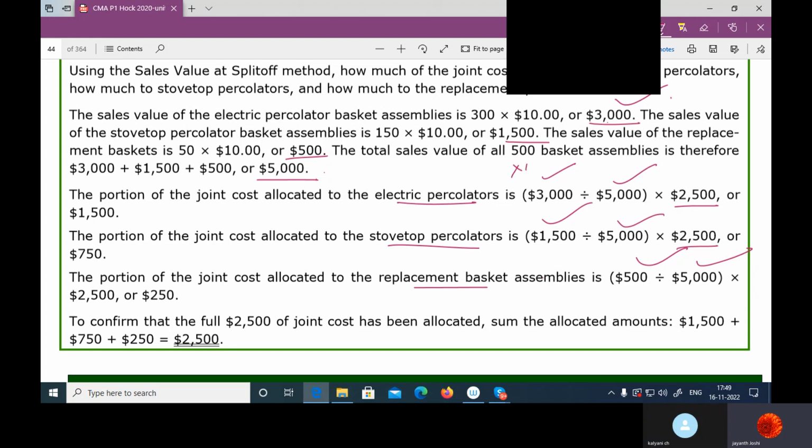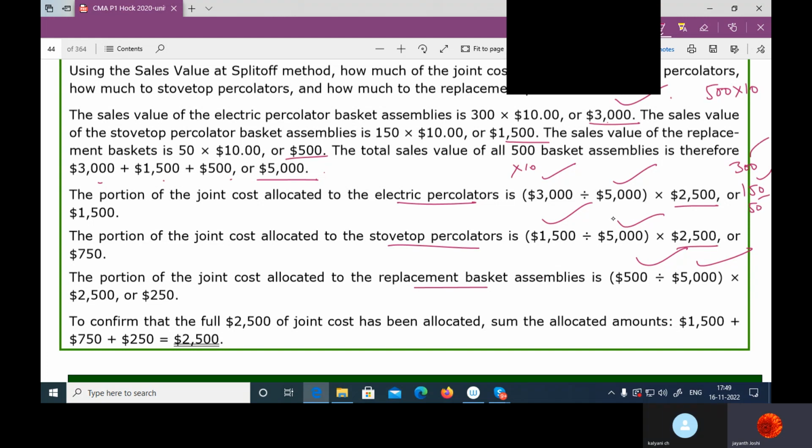We know 500 into 10, if we do, we get 5,000, but these are three different values. The quantities are different for every category, correct? Here 300 is required, there 150 is required, there 50 is required. So we can't take 500 into 10 directly. We take 300 for one category, 150 for one, 50 for one. So how much are we using the basket assembly for the electric percolator? The value is 3,000 out of the total value of 5,000. Am I right? Yes, sir.